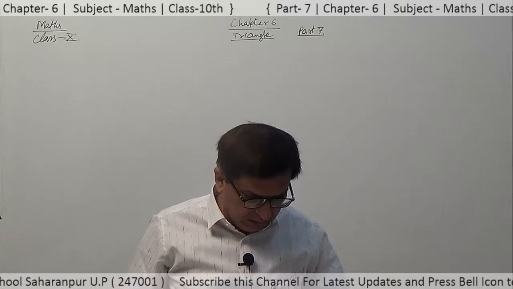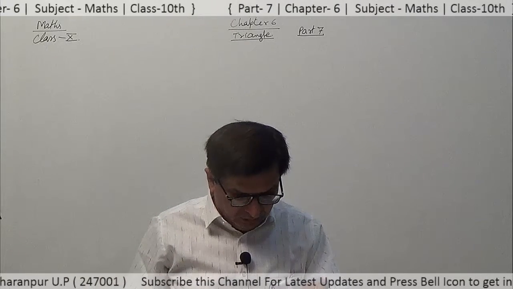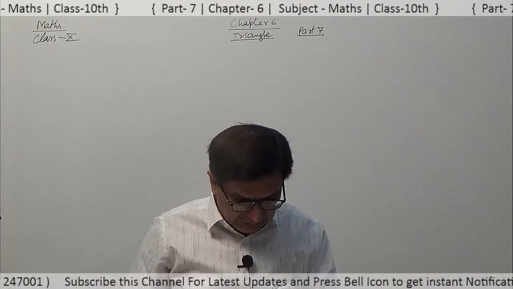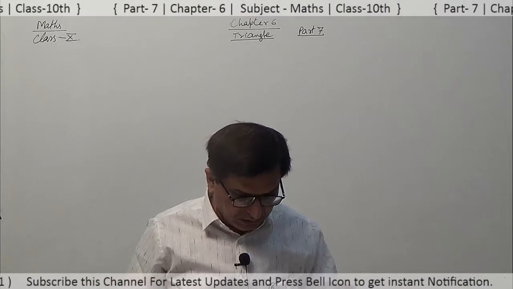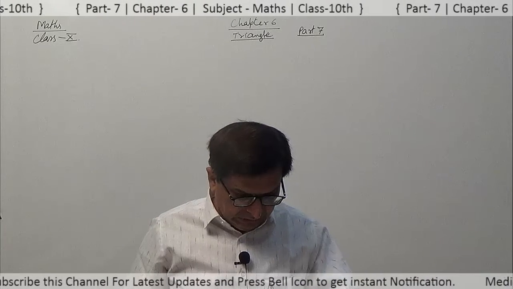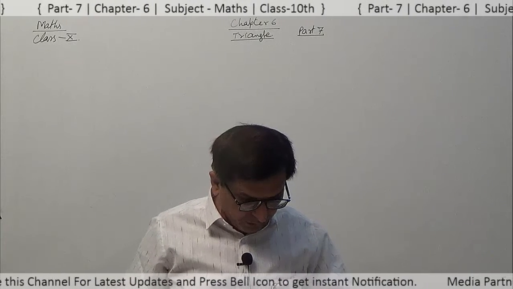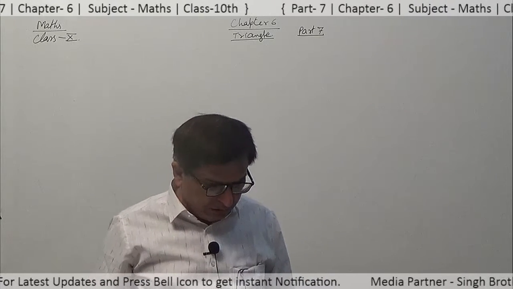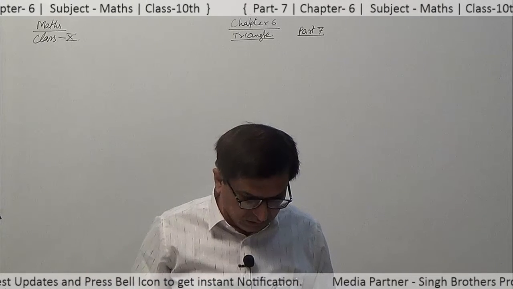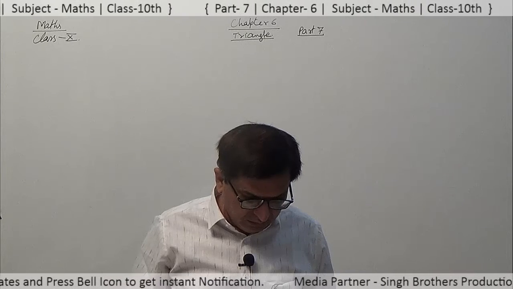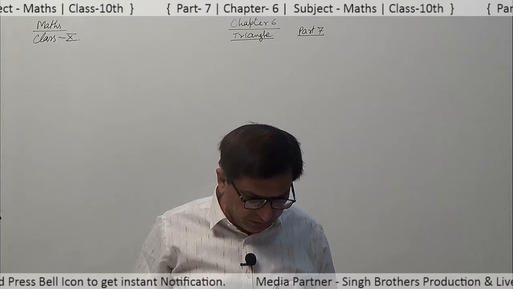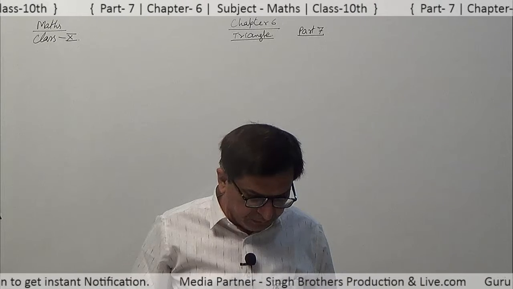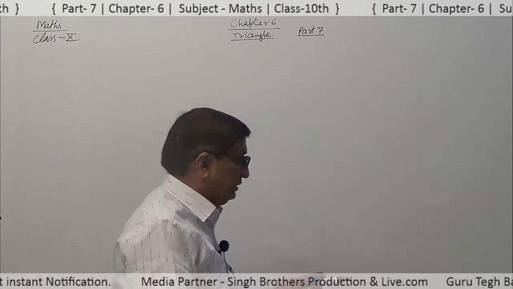Good morning, students. Last time, I completed questions 1 to 4 of exercise 6.4. Now see question number 5. D, E, F are the midpoints of AB, BC and CA of triangle ABC. Find the ratio of the area of triangle DEF and triangle ABC.